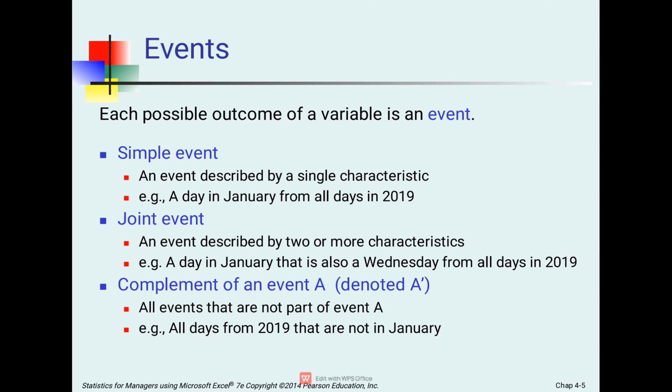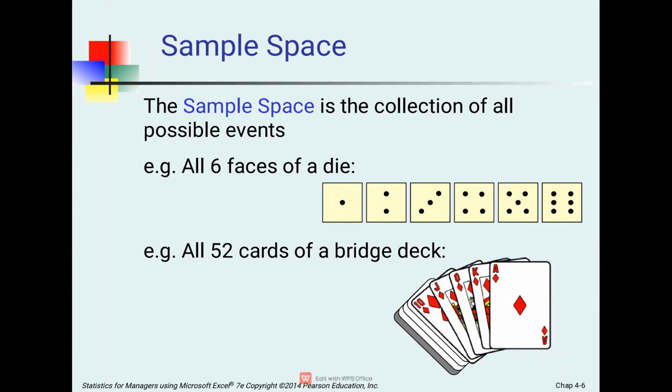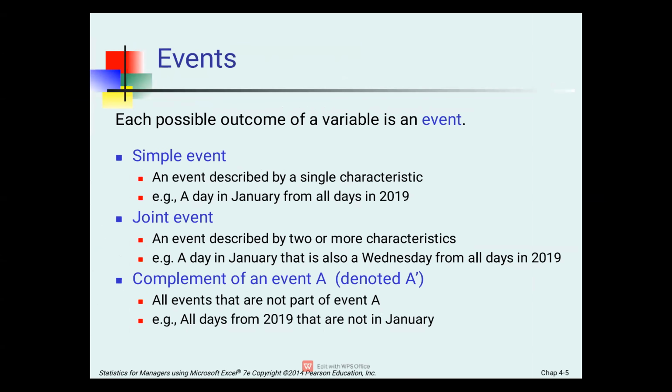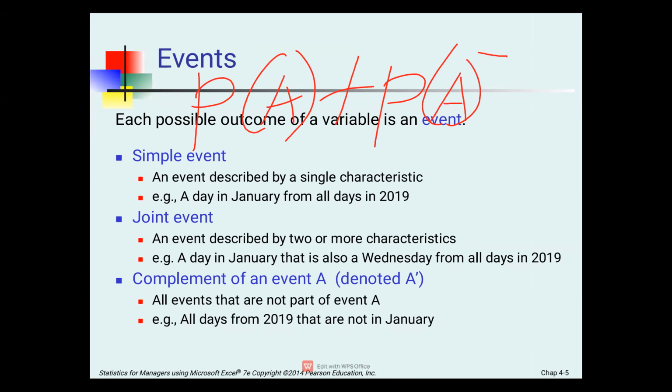Complement events are events that are not part of the event, and they are said to be a complementary probability. Take, for example, the probability of A happening plus the probability of A not happening, that is A complement, shall be equal to what? 1. When you sum all the probabilities, the answer is supposed to be 1. Did you pay attention to that?